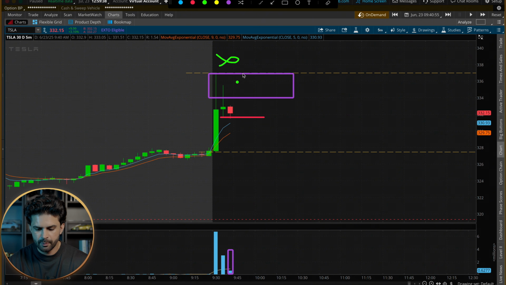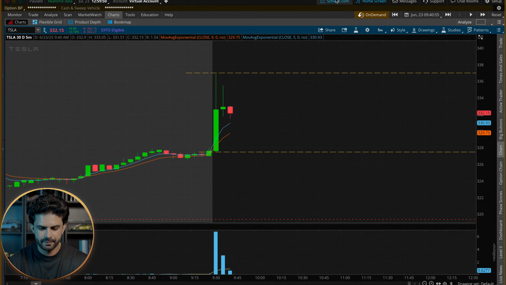So with the purple area being our entry and the red line being our stop, that's pretty much what we're gonna wait for. As long as the volume increases, we get above that, and the starting stop loss is gonna be a little bit below 332. So let's play this out and see how this pretty much goes.